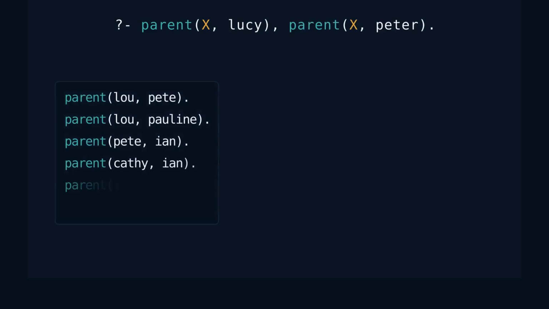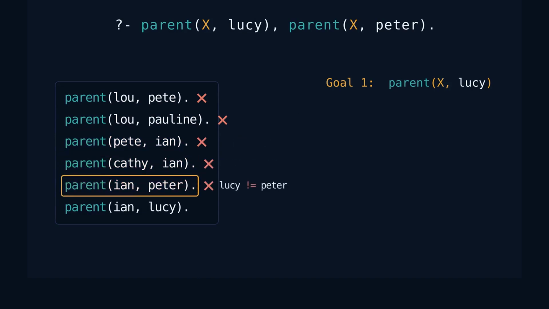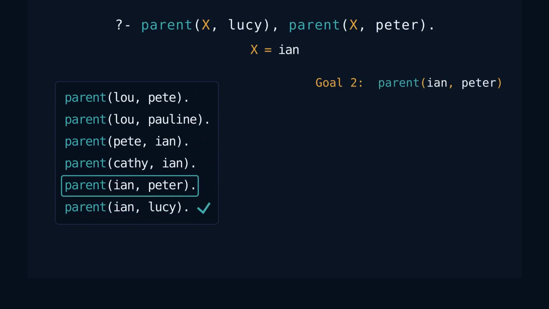Let us trace a real one. The query asks for an X who is a parent of Lucy and also a parent of Peter, written parent of X, Lucy, then parent of X, Peter. Prolog takes the first goal and walks the facts in order. Lou and Pete: Lucy is not Pete, fail. It keeps going past Pauline, past Ian and Peter, none make Lucy the second argument, until it reaches parent of Ian, Lucy and binds X to Ian. Now it carries that binding to the second goal, parent of Ian, Peter, which is a fact, so it succeeds. The answer is X equals Ian, found by unifying each fact and backtracking past every miss.